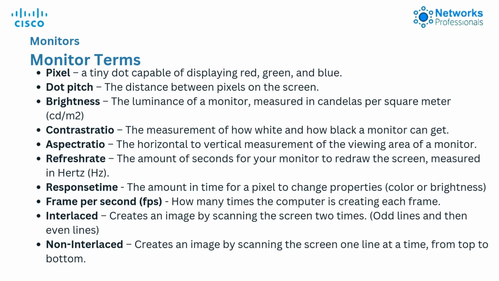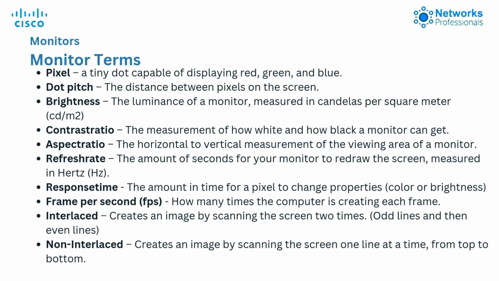Dot pitch: the distance between pixels on the screen. Brightness: the luminance of a monitor, measured in candelas per square meter. Contrast ratio: the measurement of how white and how black a monitor can get. Aspect ratio: the horizontal to vertical measurement of the viewing area of a monitor. Refresh rate: the amount of seconds for your monitor to redraw the screen, measured in Hz.